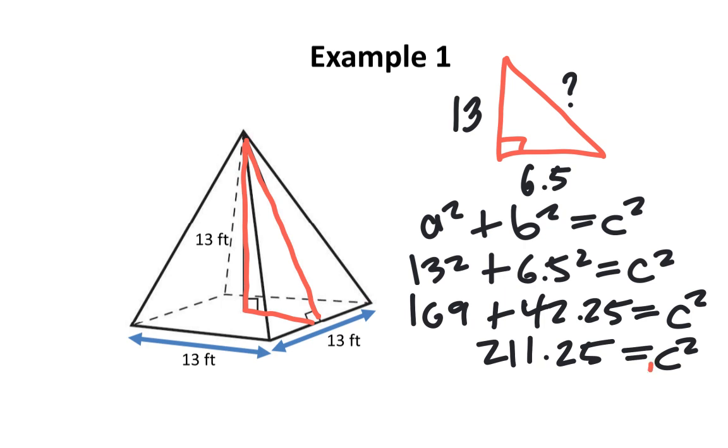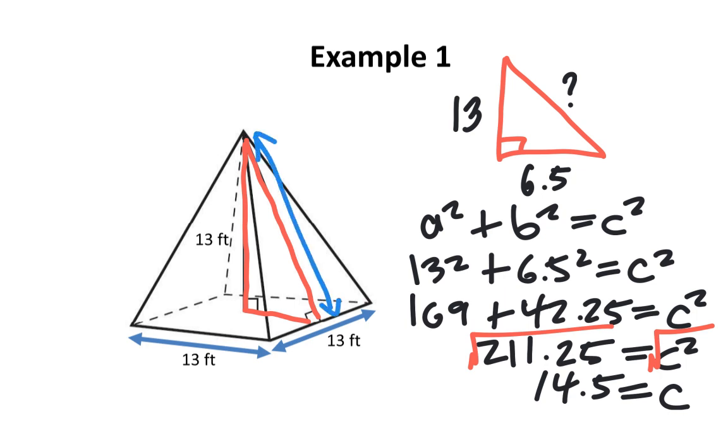Therefore, we need to square root the right side of the equation because that is the opposite of squaring something. And what you do to one side of an equation, you must do to the other side of the equation. The square root of 211.25 is approximately 14.5. And 14.5 is a lot more reasonable than 211.25. Therefore, the height of this triangle is approximately 14.5 feet, and we're going to make use of this later.